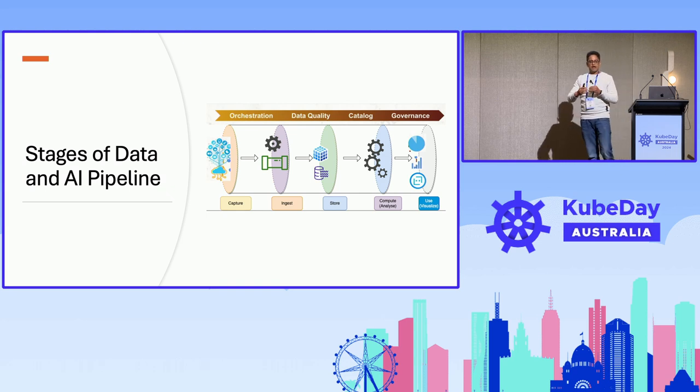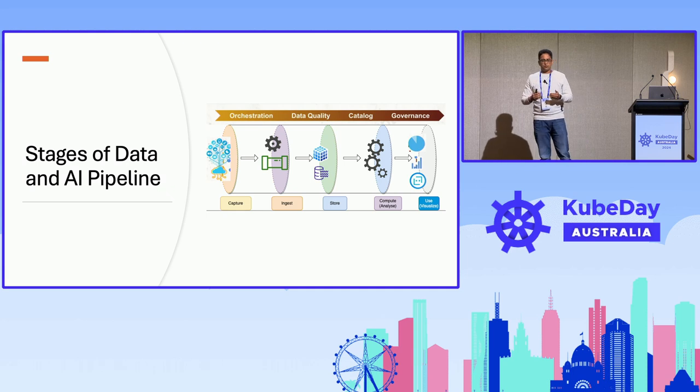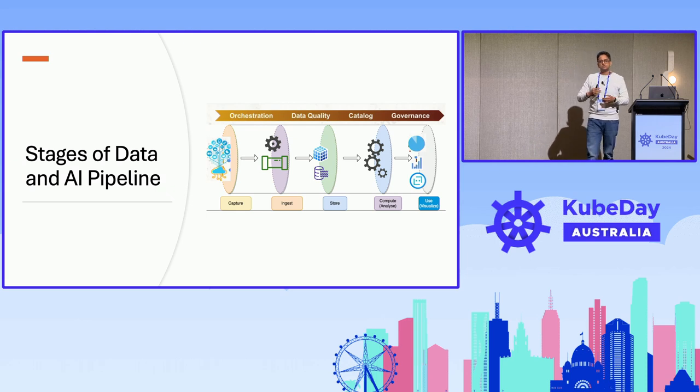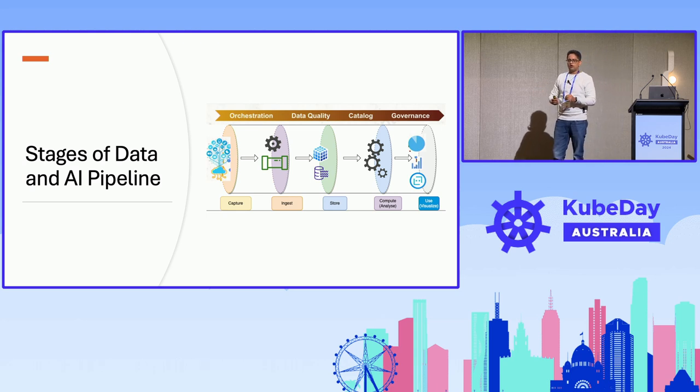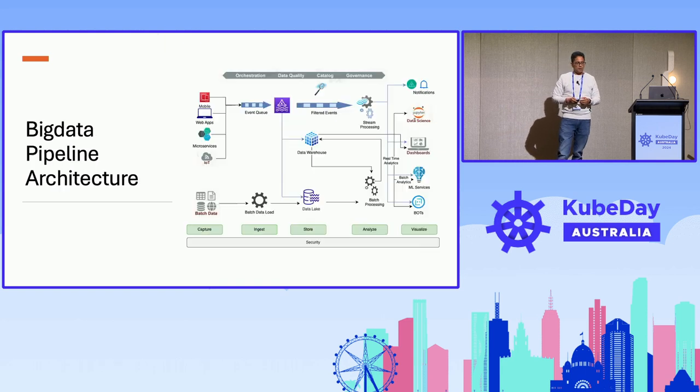And then you will have some compute engines, which is our analyze stage, which will read this data, which is stored in a persistent store, to start building your AI models and start coming up with some models which will be used by your visualization layer or some chatbots, which will be running against that AI models which are deployed, and you'll be building some dashboards out of it. So these are the typical stages of an AIML pipeline.